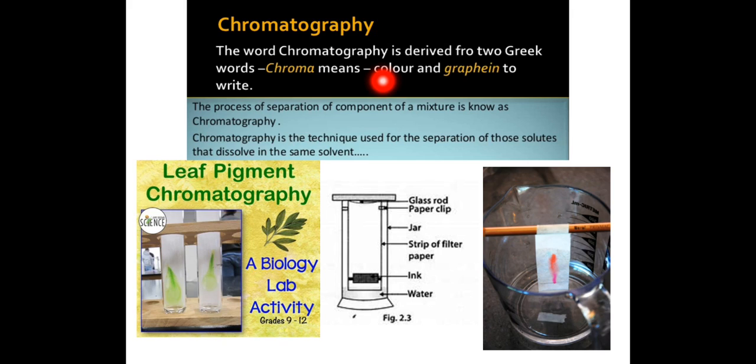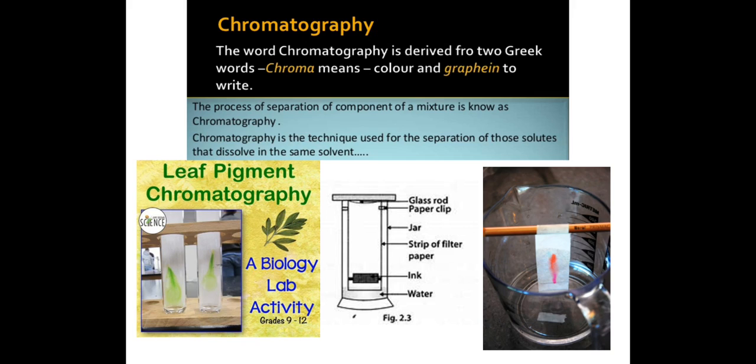Chromatography. The word chromatography means chroma is color, graphene means write. So it is the process of separation of components of a mixture. You can use this technique to separate those solutes that dissolve in the same solvent. For example, dye. It is a mixture of many particles.